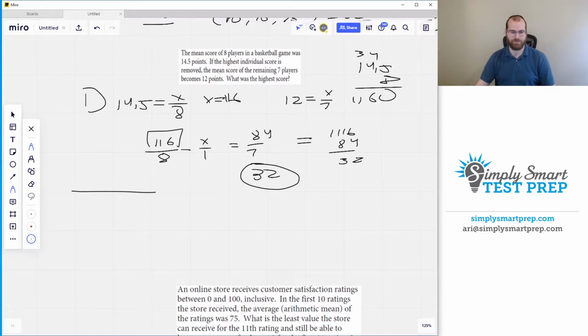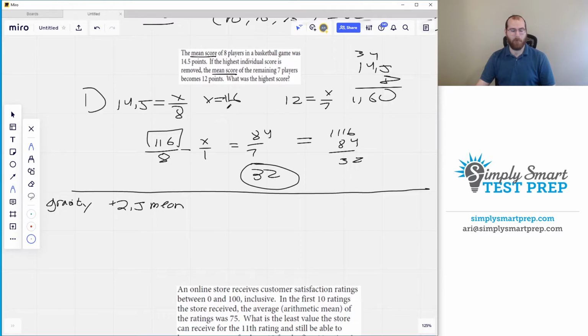I know that I have to convert it into the total points that they scored. The second method, the gravity method, we are way more focused on the mean, and I don't need to convert it, so it's a little bit easier in that regard. So the mean score of 8 players is 14.5, and the mean score of the remaining 7 players is 12 points. So I know that there's a difference in mean of 2.5 when I add that eighth score, that eighth value.